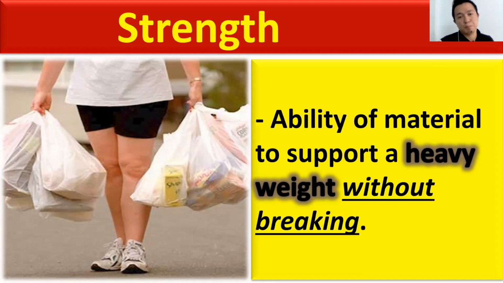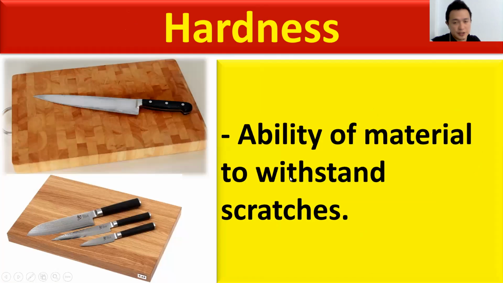So first here, we can also separate or group things based on the strength. Strength is the ability of material to support a heavy weight without breaking. So it can support a heavy weight even though you go to the grocery store and carry the bag. Nothing happened because this bag is what? Full of strength. It is very strong. The plastic bag is strong. It can carry many things in the grocery.